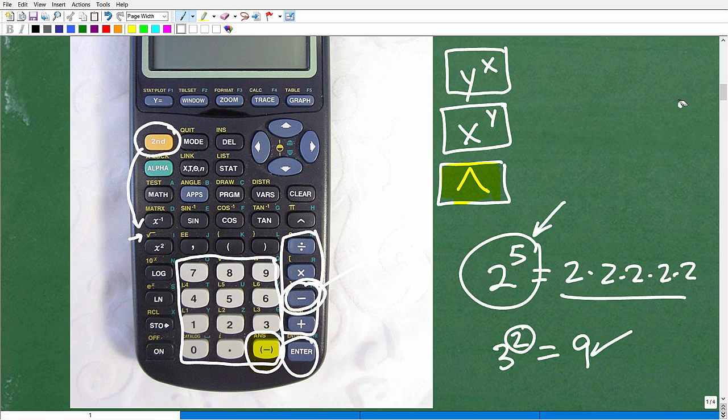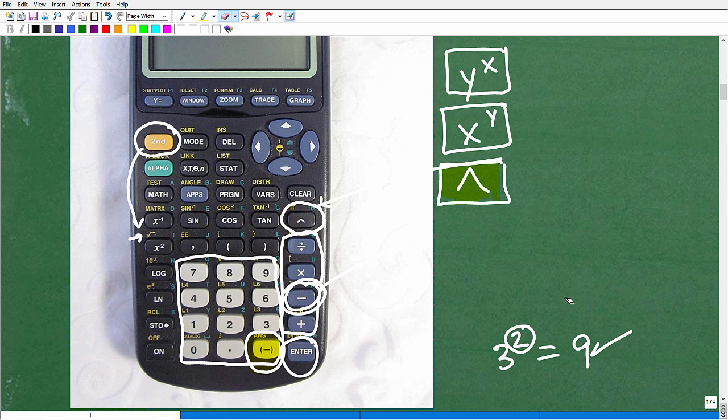But anyways, it's right there. The little thing right there, the upside down V. So we would go 2 caret 5 and hit enter. And if my math is pretty good today, that would be 32. All right, so this is how we find powers.